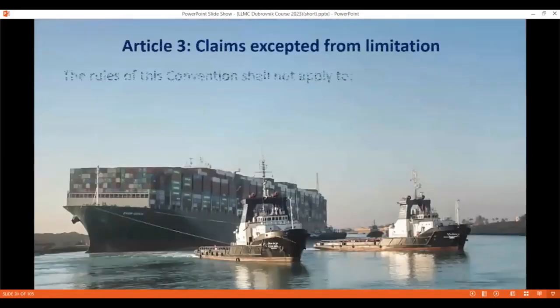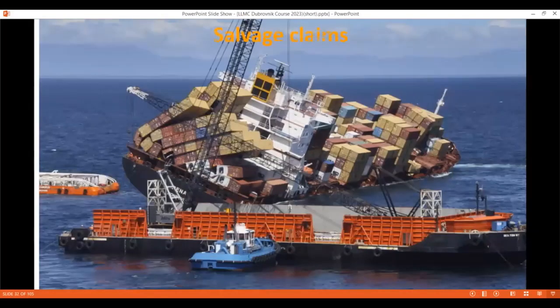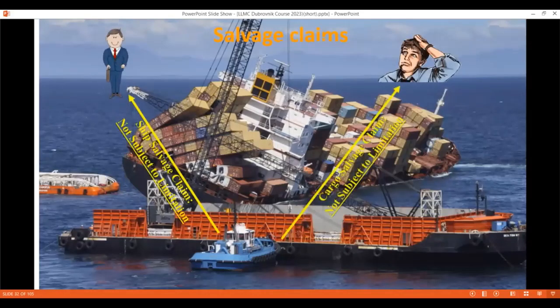Excepted from limitation, the first are claims for salvage and contributions in general average. The slides have a bit more graphics, and you can circulate them for more information, but unfortunately we're time restricted. When we speak of claims for salvage, we're speaking of direct claims from the salvor, not claims of indemnity arising from a salvage operation. So for example, the salvor is entitled to claim the ship salvage from the ship owner, and the cargo salvage from the cargo owners. Both are not subject to limitation of liability.